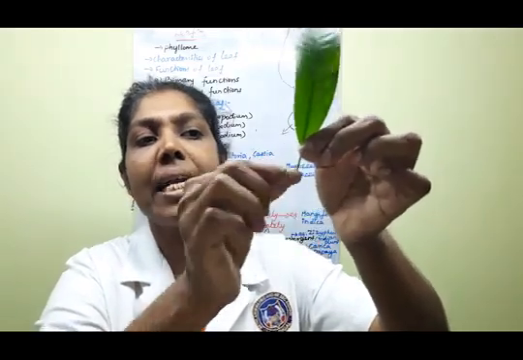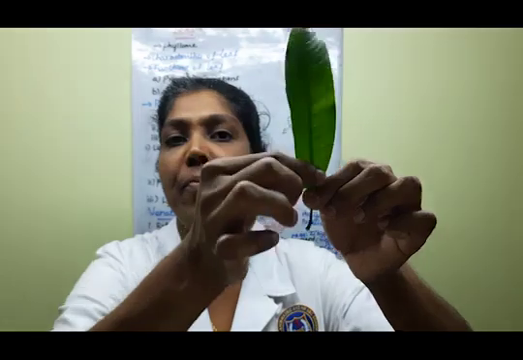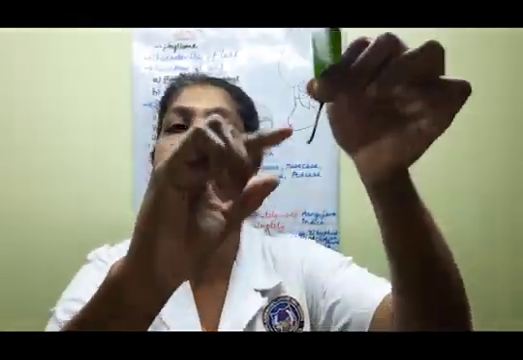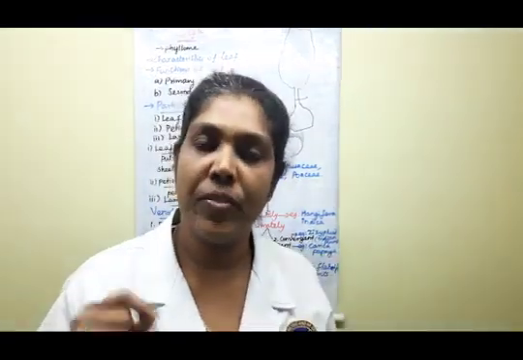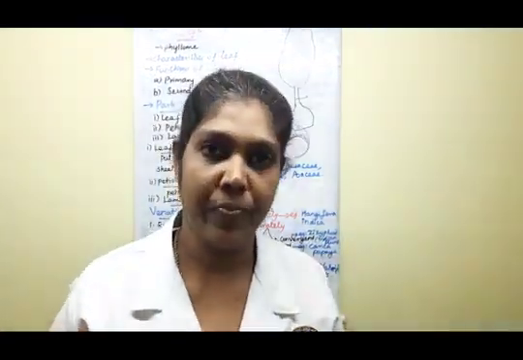This acts like a bridge. This is the leaf base, and this is the leaf lamina region. The region connecting these two areas is known as the leaf stalk or petiole. Clear, children?